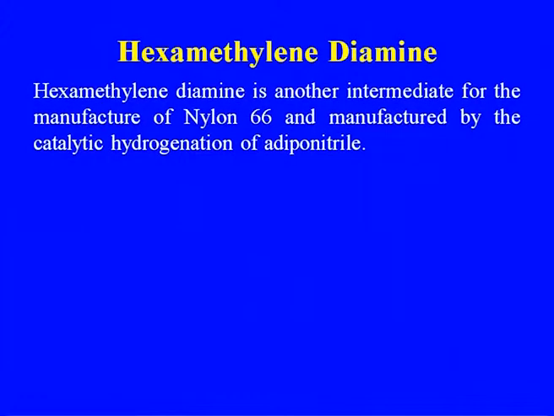The next feedstock which we need for nylon 66 is hexamethylenediamine. Hexamethylenediamine is the intermediate for the manufacture of nylon 66 and is manufactured by the catalytic hydrogenation of adiponitrile.